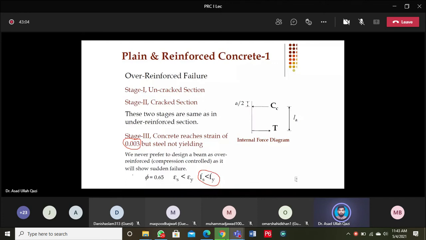So for this compression controlled or brittle failure, phi then will be 0.65. Capacity reduction factor will be very strict.